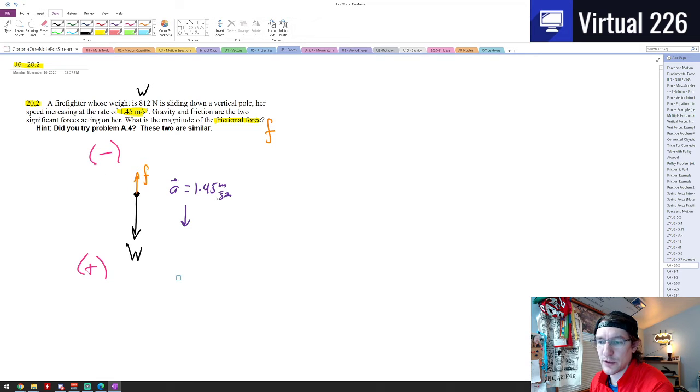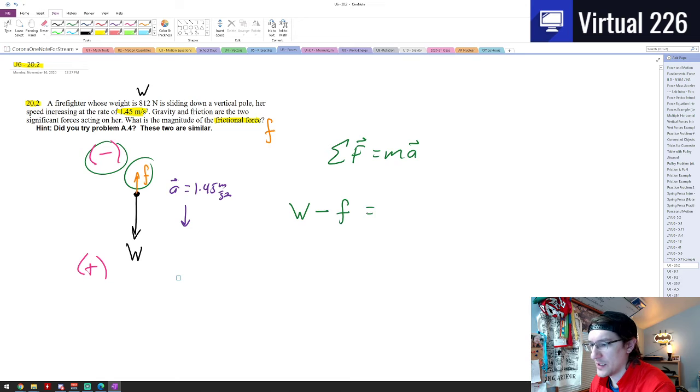And that'll mean that our acceleration will be positive and the weight will be positive and friction will be a negative amount. So if we set up our sum of forces equals mass times acceleration, this will be the weight minus the friction, so we're adding the negative quantity of friction. So weight minus friction equals the mass of the firefighter times the acceleration. In this case, we know the weight. It is 812 minus friction, which is what we're looking for, equals mass times an acceleration of 1.45.